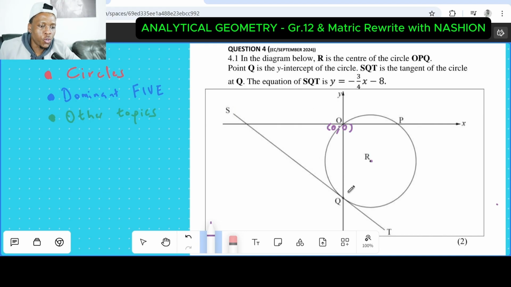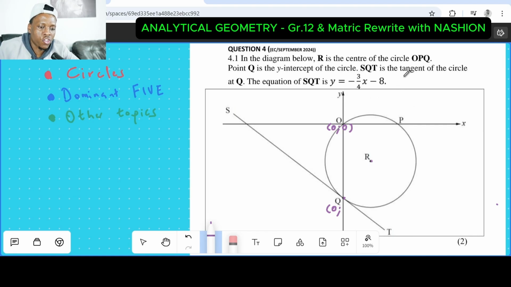Point Q is the y-intercept. Remember from paper 1 functions, we learned that at the y-intercept, the x value is 0. SQT is the tangent. So here we have the tangent SQT. The equation of SQT is this one. Whenever they give us the equation, we have to write some values that are important right from the equation.